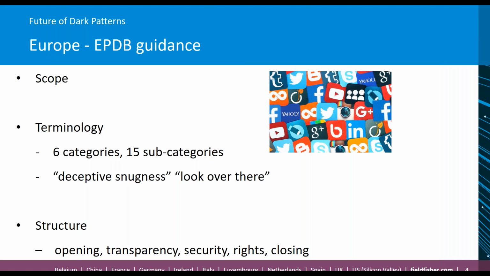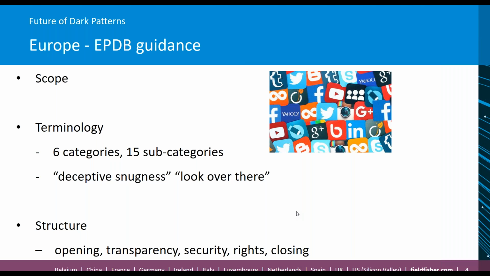And then the structure is quite well set out, so it follows the life cycle of a typical social media account user. That's opening the account, receiving transparency information, any concerns about security or being asked to check your security settings, how to access your rights, and then finally closing the account. In each of those, it'll point to several problem areas where dark patterns are usually used, like making it more difficult to close or bamboozling with the transparency information. In each one, it goes through the relevant legal provisions, which is helpful.